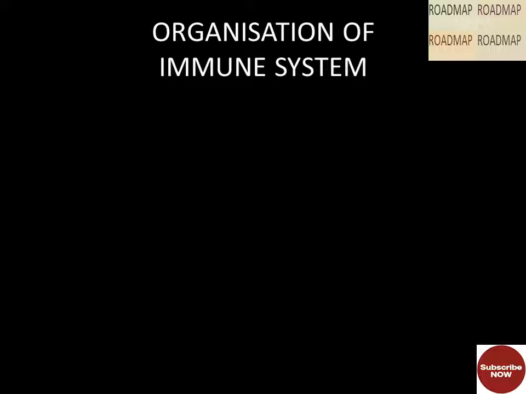Now, what is the organization of the immune system? The immune system consists of several organs distributed throughout the body. The lymphoid organs are characterized as primary and secondary lymphoid organs. Now coming to the primary lymphoid organs. These organs provide an appropriate microenvironment for the development and maturation of antigen-sensitive lymphocytes.